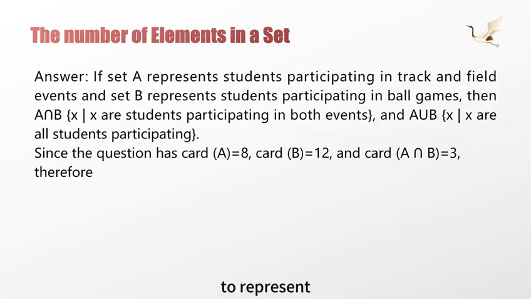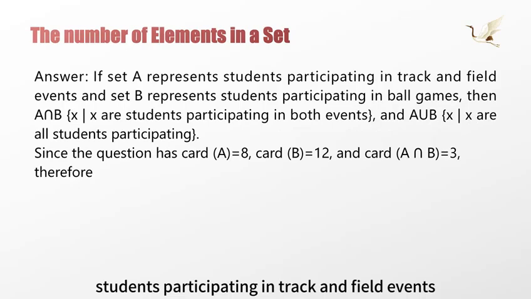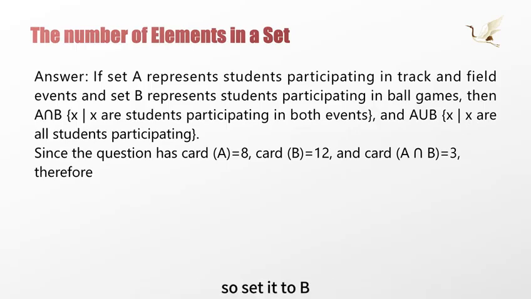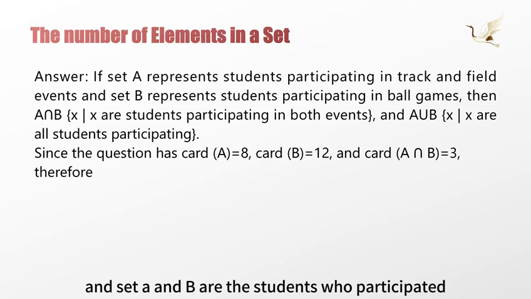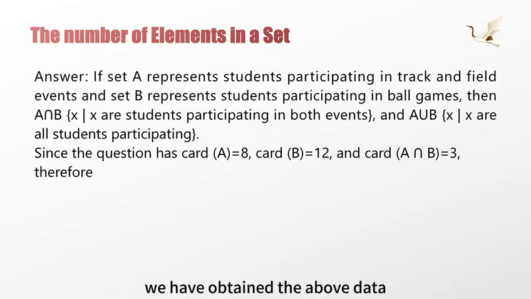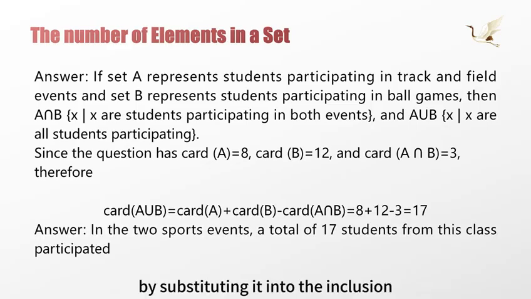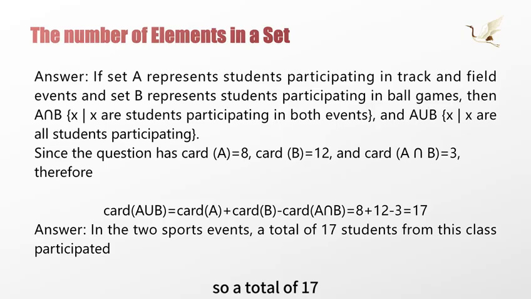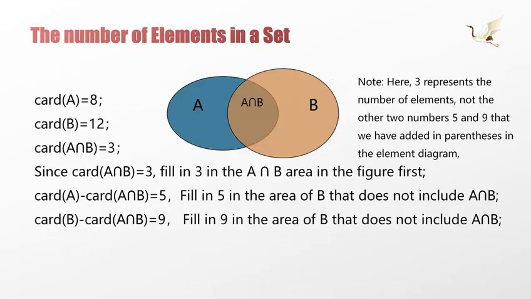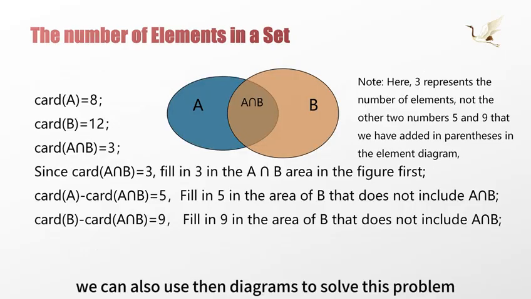Use set A to represent students participating in track and field events, and set B to represent students participating in ball games. So A ∩ B are the students who participated in both sports events, and A ∪ B are the students who participated in either. Based on the relationships in the question, we have obtained the above data. By substituting into the inclusion-exclusion principle formula, we obtain card(A ∪ B) equal to 17. So, a total of 17 students from this class participated in the 2 sports events. We can also use Venn diagrams to solve this problem.